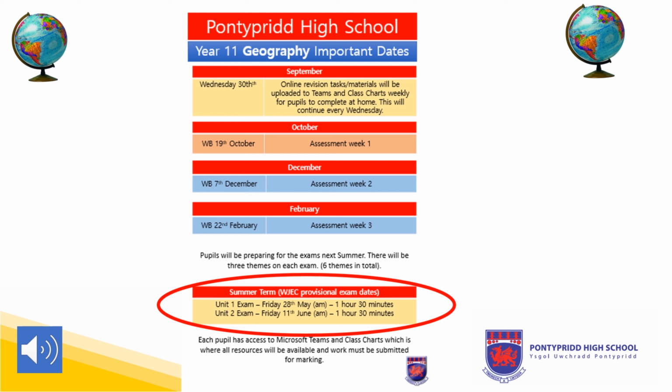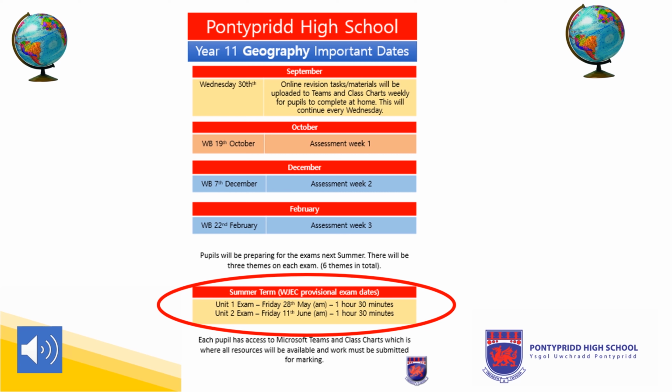Further into the year, then October, December and February, there are whole school assessment weeks. So I've put the dates for those on there, and the pupils will be doing mock exams during those weeks, which are incredibly important. So they need to study for those. And then the final assessments, the exams, will be in May and June. So you can see at the bottom in the red circle, Unit 1 exam, Friday the 28th of May in the morning for an hour and a half. And the Unit 2 exam, Friday the 11th of June in the morning for an hour and a half.